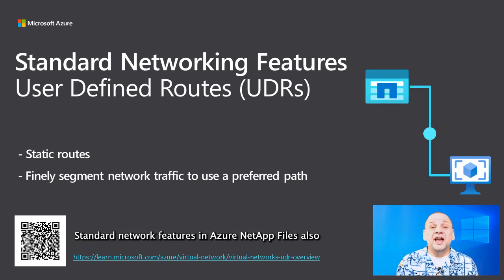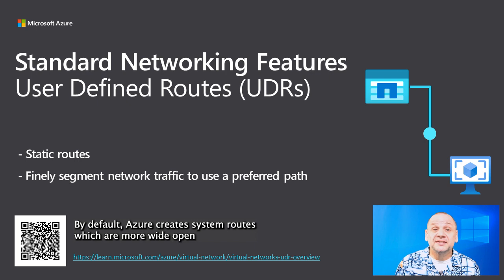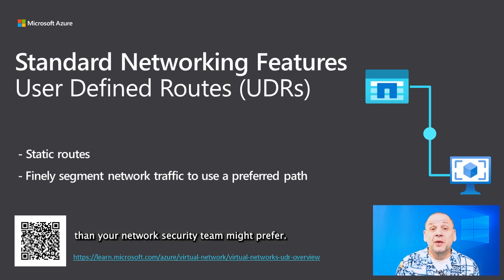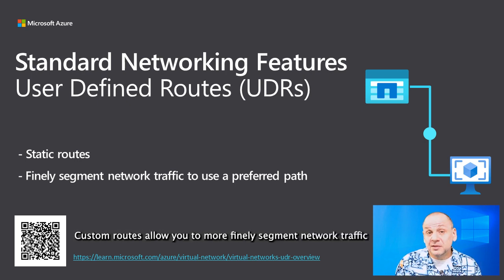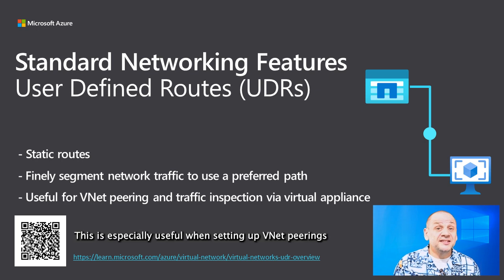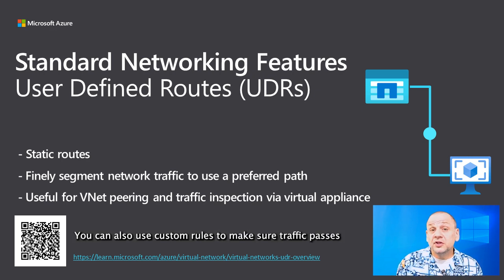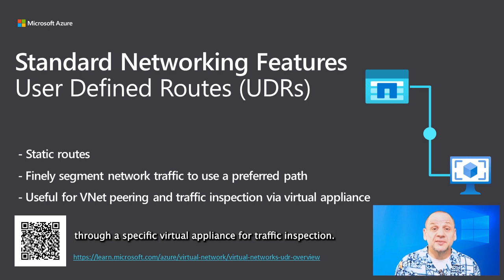Standard network features in Azure NetApp Files also allows you to create things like user-defined routes, or UDRs. These are also known as static routes. By default, Azure creates system routes which are more wide open than your network security team might prefer. Custom routes allow you to more finely segment network traffic to use preferred paths depending on their IP address or subnets. This is especially useful when setting up VNet peerings in a hub-spoke architecture that would require transient routing. You can also use custom routes to make sure traffic passes through a specific virtual appliance for traffic inspection.